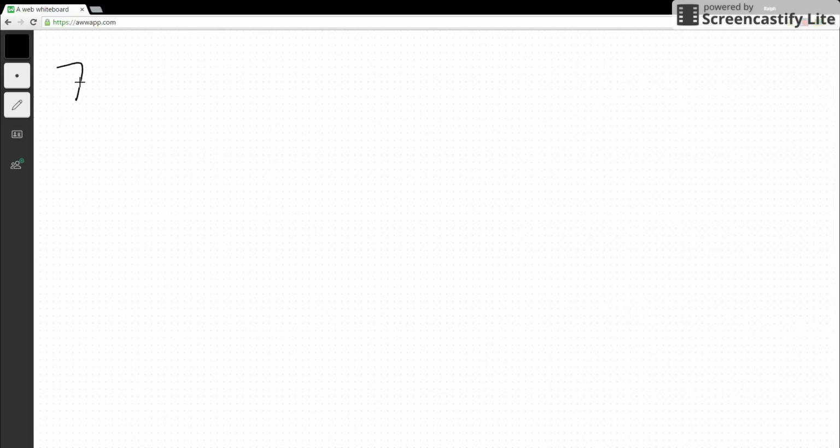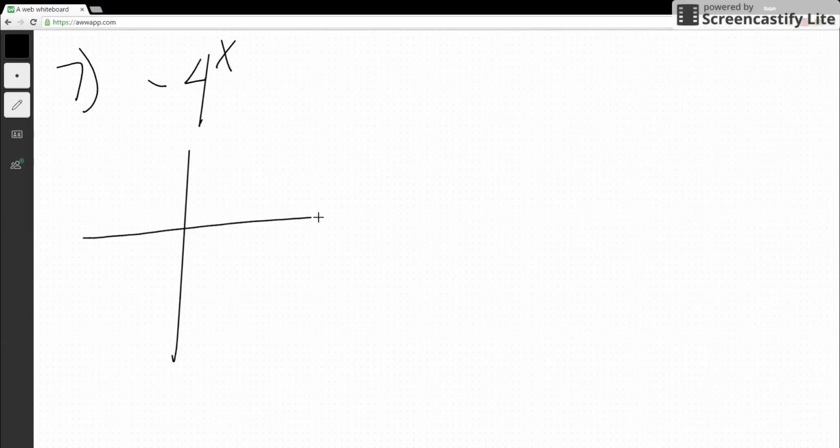Number 7. Now this is making the whole entire f of x negative. When that's the case, that reflects it over the x-axis. So if the parent function was this one, the graph is this bottom one here underneath, because it reflects over the x-axis. That is graph B.